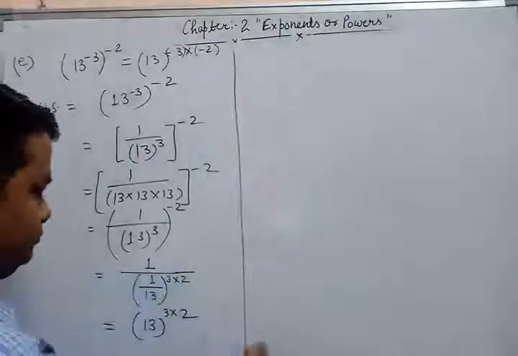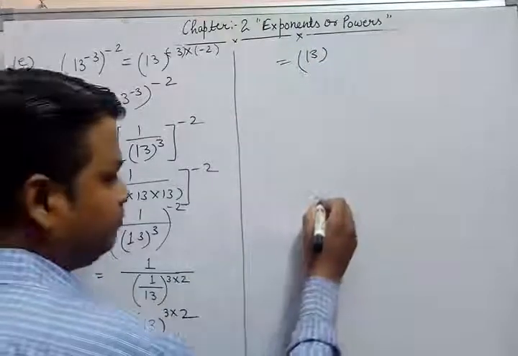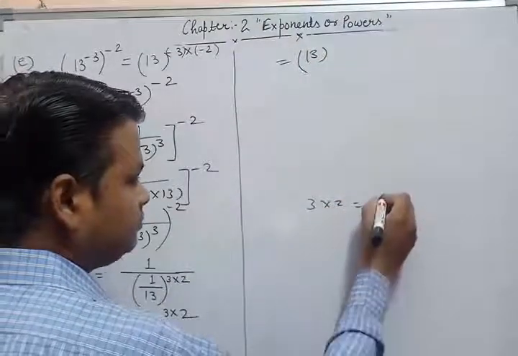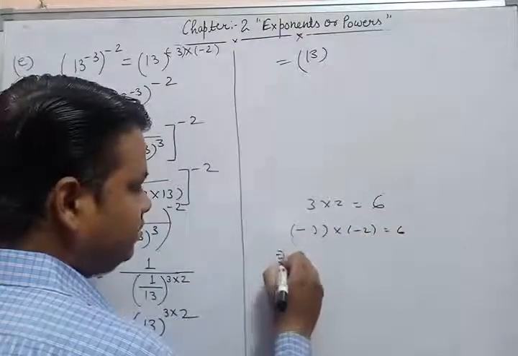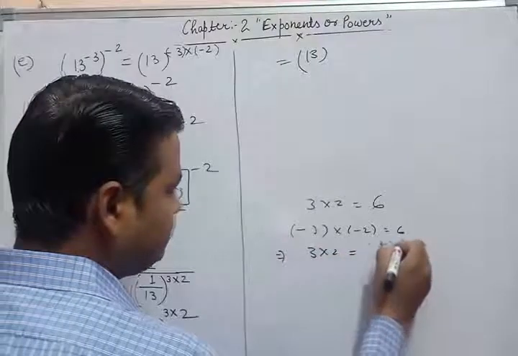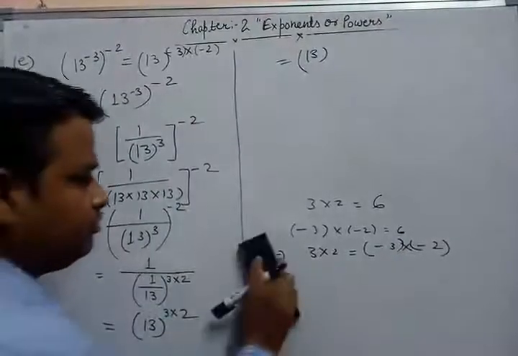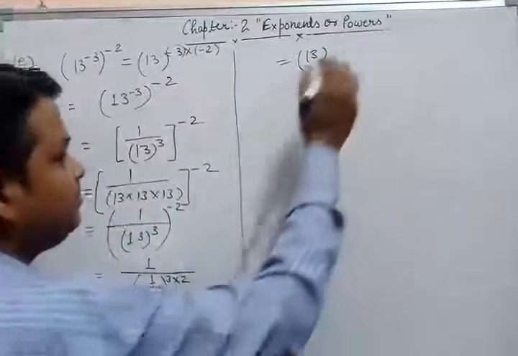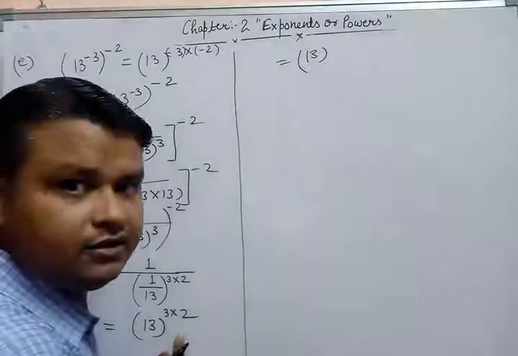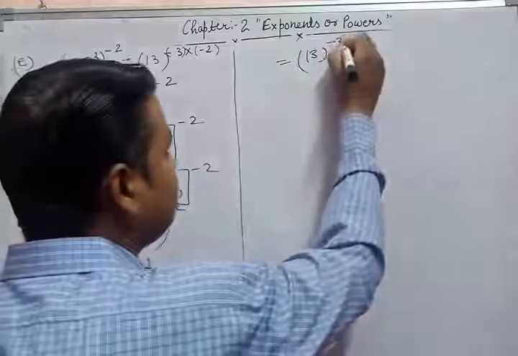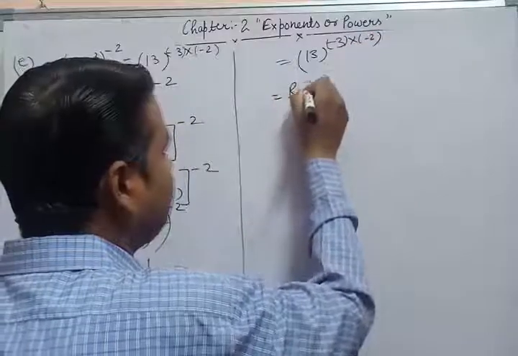Then we can write 13. If 3 into 2 is equal to 6, then minus 3 into minus 2 is also 6. It means 3 into 2 can be written as minus 3 into minus 2. So apply this concept in this step. We can write 3 into 2 is equal to minus 3 into minus 2. And this is the RHS part.